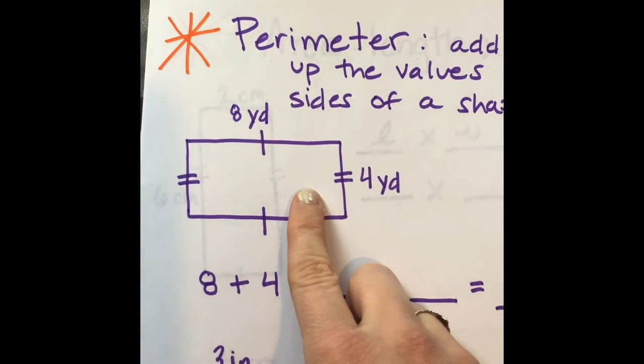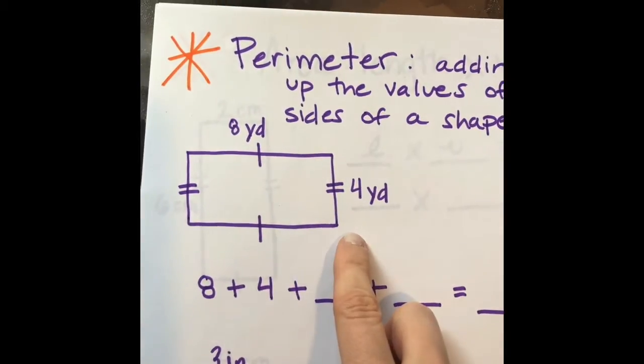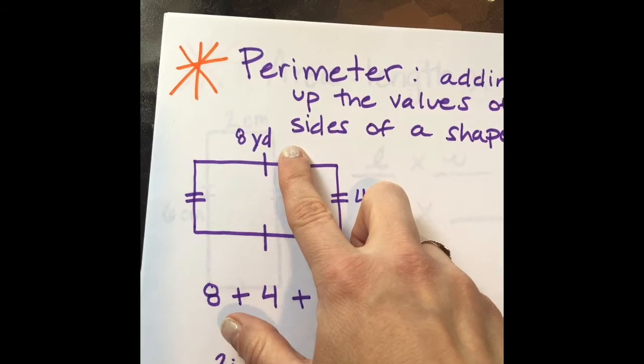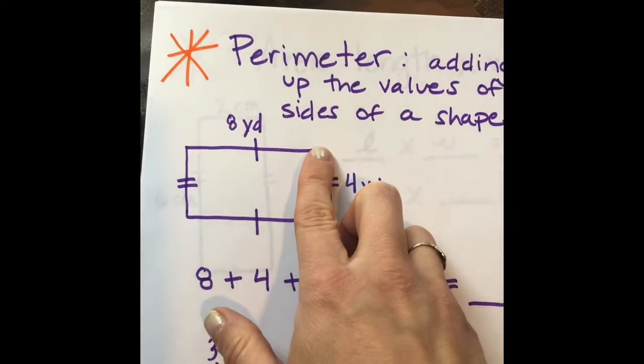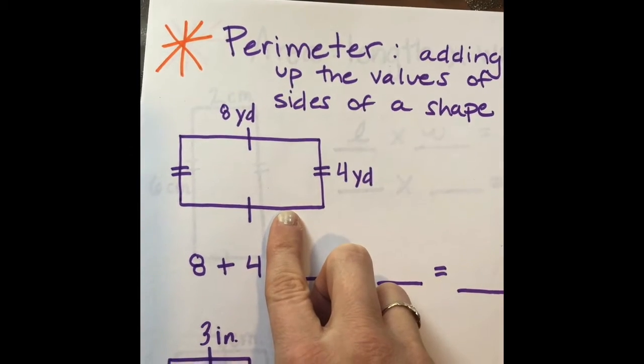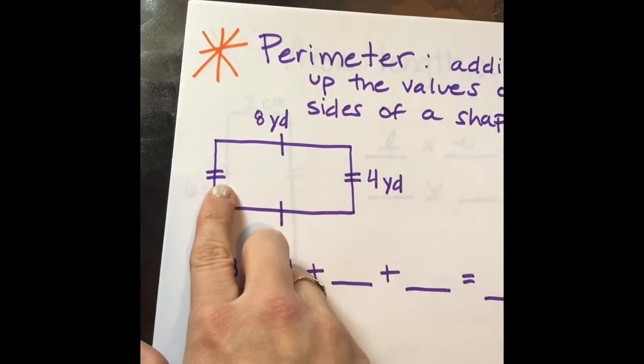Up here we have a rectangle. We know that two sides have equal lengths and the other two sides have equal lengths. So if 8 yards is the measurement for this top part of the rectangle, the bottom part is also going to be 8. Same thing here, 4 and 4 yards.